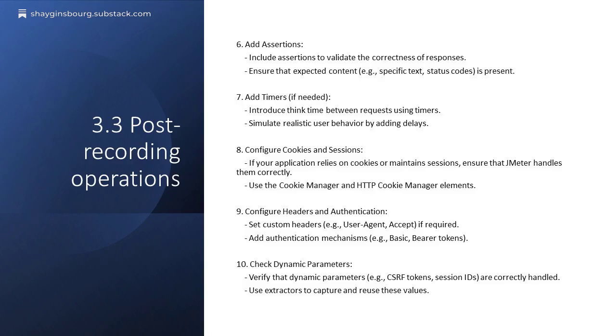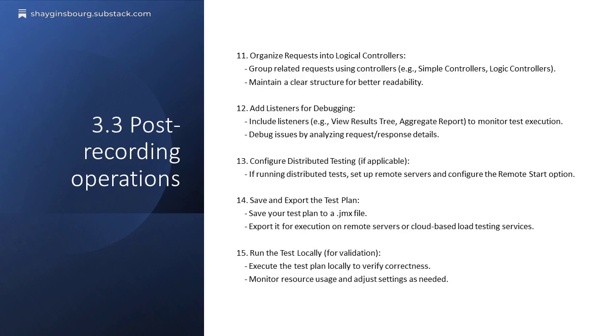If your application relies on cookies or maintains sessions, ensure that JMeter handles them correctly. Use an extractor to capture and reuse this value. Group related requests using controllers, e.g., simple controllers, logic controllers. Include listeners, e.g., View Results Tree, Aggregate Report, to monitor test execution.